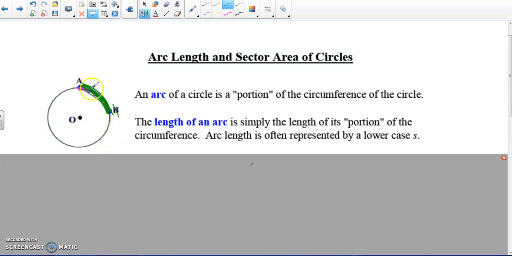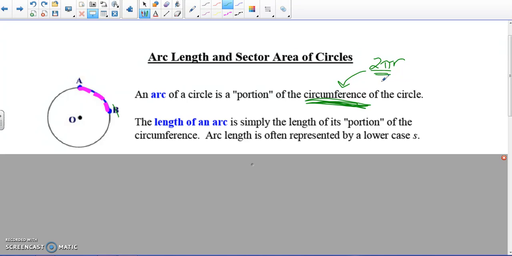So how big is AB? Because if I say something's 30 degrees, that's great, but it doesn't really tell me how big it is. It doesn't tell me the size of it. So to find the arc length, the actual size of the arc, we're going to use the formula for circumference that we talked about in class. So we're going to use this 2 pi r for this video.